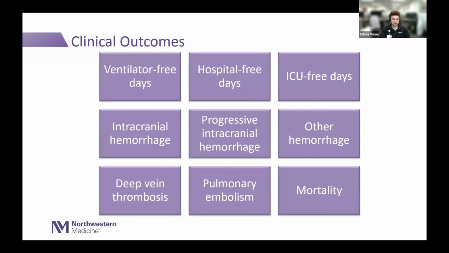Clinical outcomes. So these were all studied as a primary outcome. However, it was the association of the antithrombin 3 levels with any of these outcomes. So ventilator-free days, hospital ICU-free days, intracranial hemorrhage, progression of intracranial hemorrhage, and then other hemorrhage, which was defined as a systolic blood pressure less than 90, and the need for blood transfusion or imaging that was consistent with ongoing bleeding, deep vein thrombosis, pulmonary embolism, and mortality.